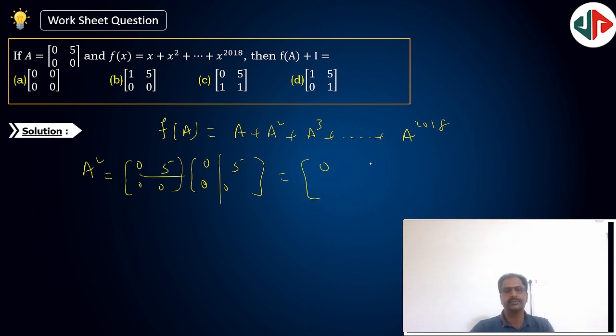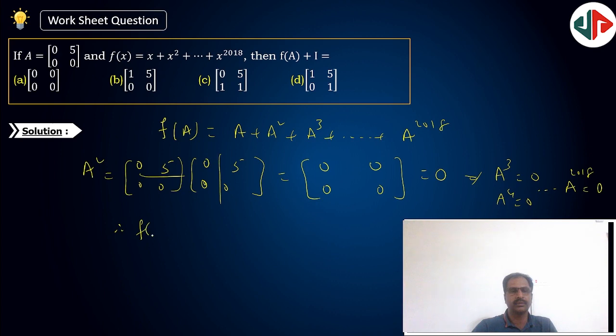0 here, 0 here, 0 here, 0 here, which is a null matrix. If A square is a null matrix, A cube will be null matrix, A power 4 will be null matrix, and so on. A power any number will be a null matrix. Therefore, what is f of A? Only A. Because A square, A cube, everything will be null matrix. So f of A is A.